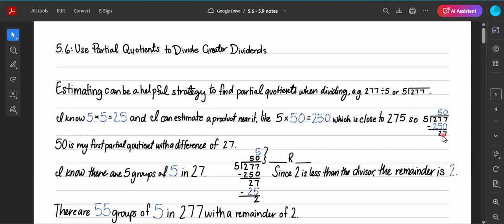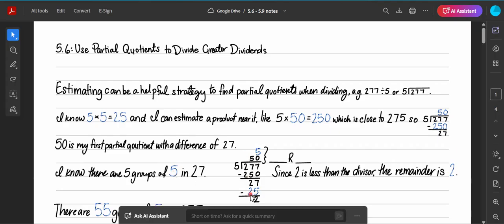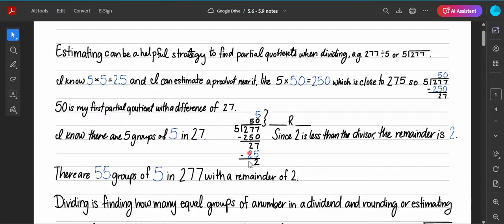When I write it down, it'll look like this. 250 on the bottom, 50 on top. When I subtract it, I'll get 27 left over. 50 is my first partial quotient with a difference of 27. I know there are 5 groups of 5 in 27 because 5 times 5 makes 25. So now I can write that 25 on the bottom. When I subtract it, I get 2 left over.